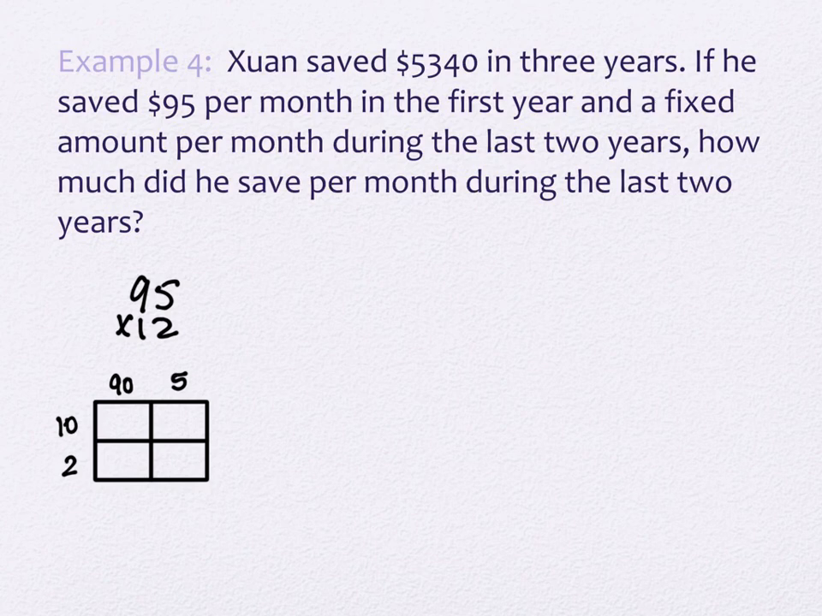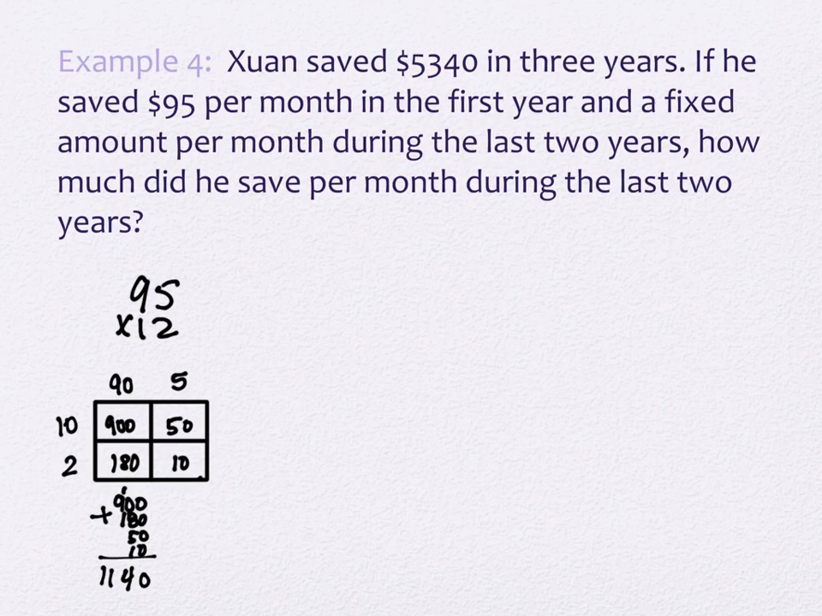So we have 90 times 10, that's 900. I have 5 times 10, or 50. 5 times 2 is 10. 90 times 2 is 180. Did I get them all in there right? And then if we add them together, we have 900 plus 180, 50, and 10. So I have 1140. Did you get 1140? Yes. Okay. So that's how much he saved in year 1.